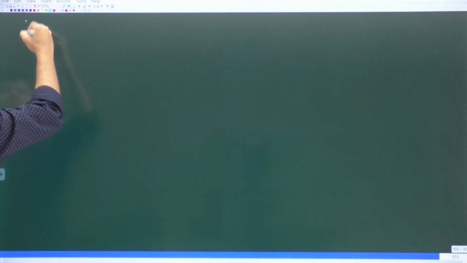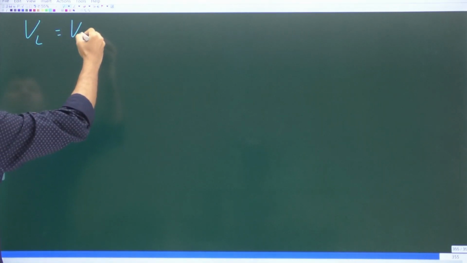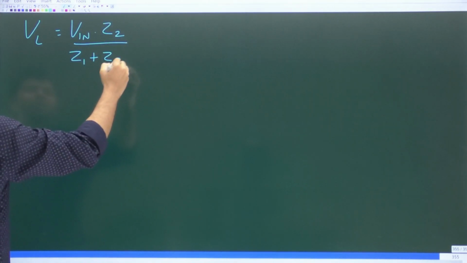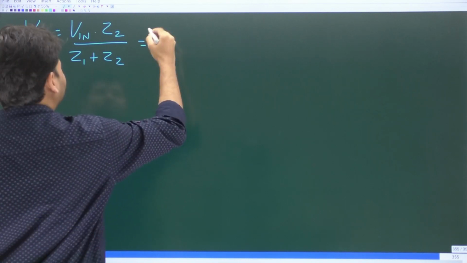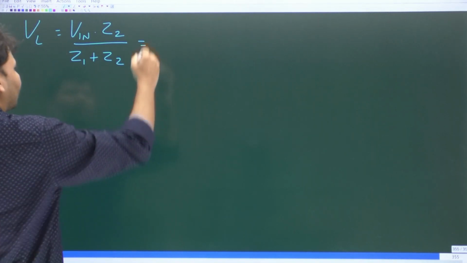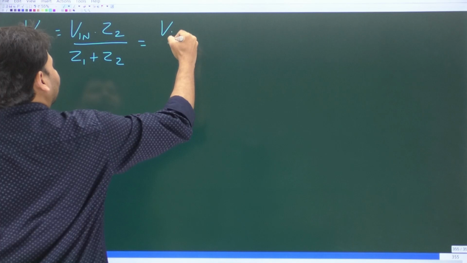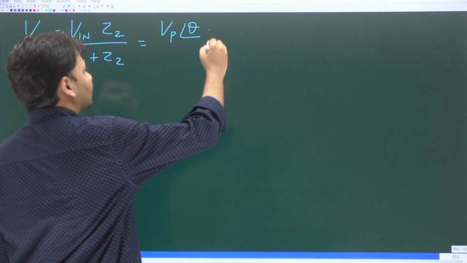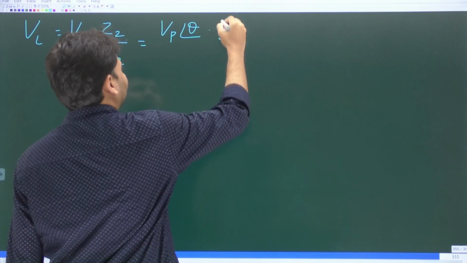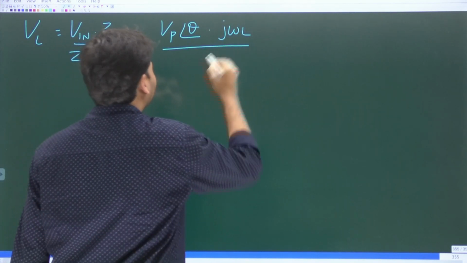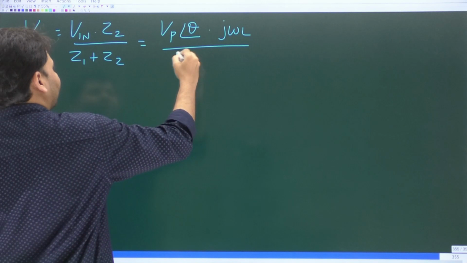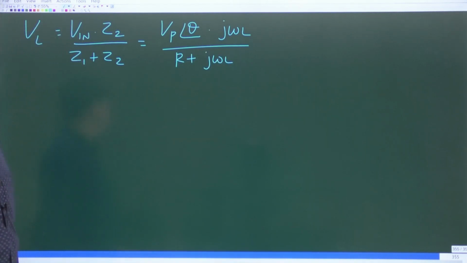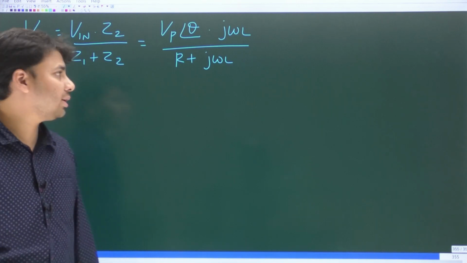So here VL is equal to what? Vn times Z2 upon Z1 plus Z2. And just now we found that the phasor input voltage is simply equal to Vp angle theta. Z2 is the impedance of the inductor, which is j omega L, upon Z1 plus Z2, which is R plus j omega L.